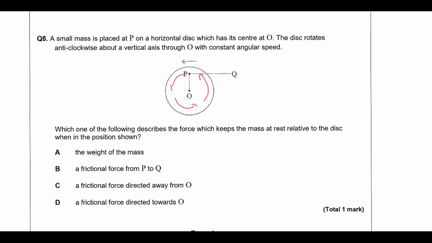So in order for that to be the case, there must be a centripetal force acting towards the center, from P to O. It's not going to be the weight of the mass because that's acting into the page, so that's not towards the center. A frictional force from P to Q is not acting towards the center. A frictional force directed away from O is acting away from the center, so that's not the one you want. So it's going to be D, a frictional force directed towards the center, or towards O.